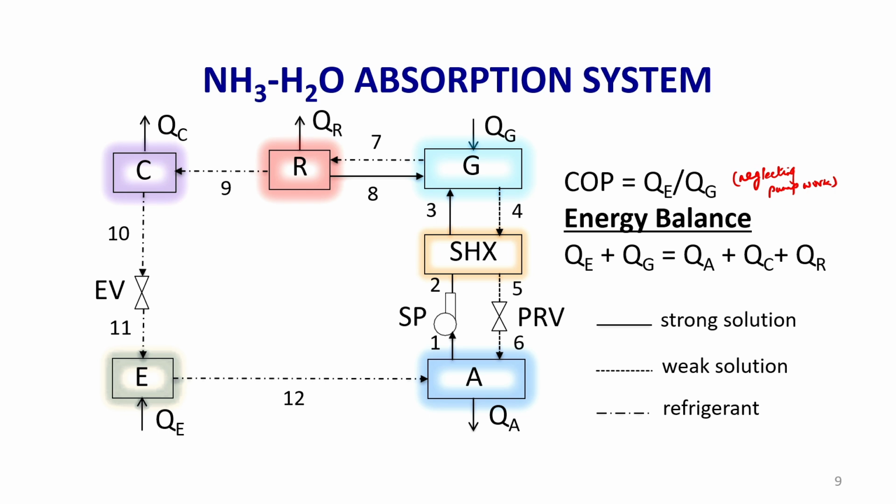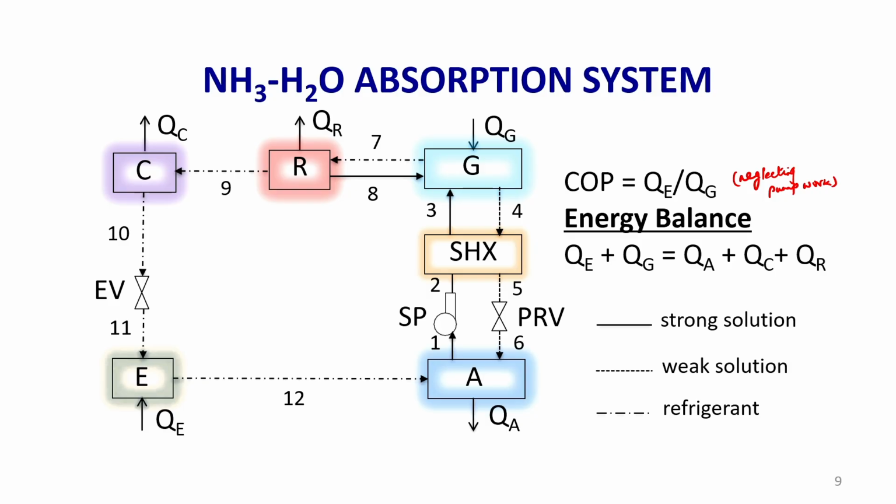Now, this solution is entering into the generator, and external heat is provided. What kind of external heat? We can use steam or waste heat, exhaust gases can be used, solar energy can be used. That is why this is called a heat operated system. You can use a parabolic trough collector, even a flat plate collector. If you can produce hot water at 95 degrees centigrade, that can be used as a source of heat.